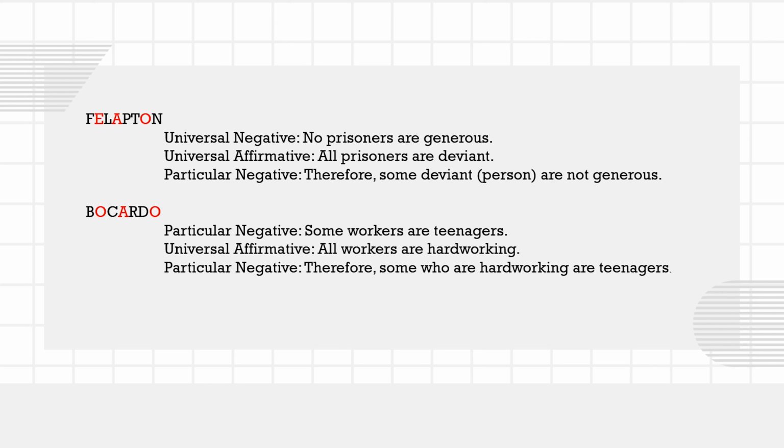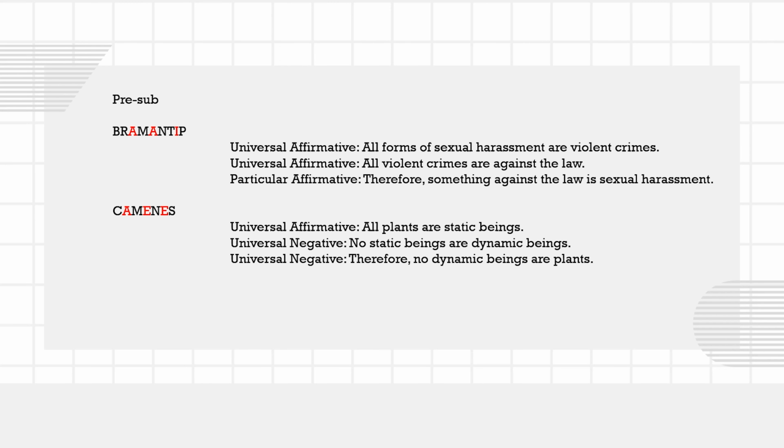And here are the valid arguments under the fourth figure. The statement adheres to the Bramantip syllogism, a valid form of categorical reasoning. It begins with two universal affirmative premises, stating that all forms of sexual harassment are violent crimes, and all violent crimes are against the law. The logical conclusion, therefore, something against the law is sexual harassment, is a valid deduction based on the premises.